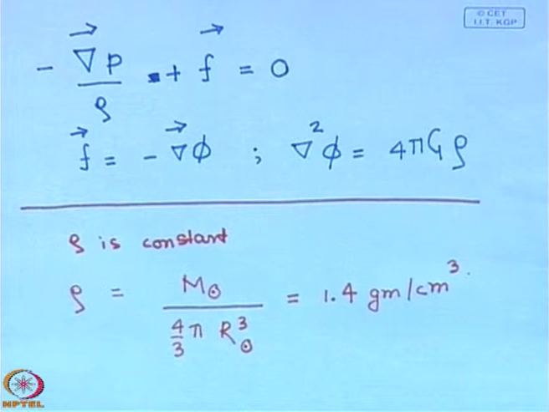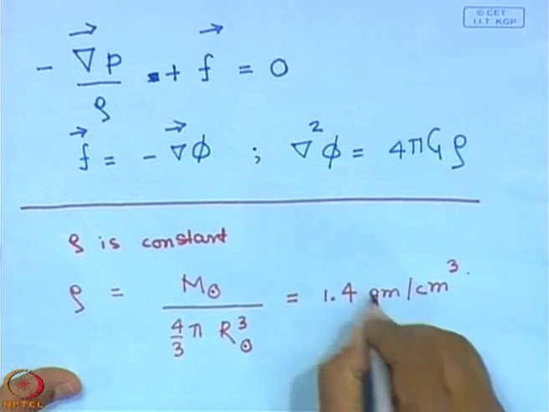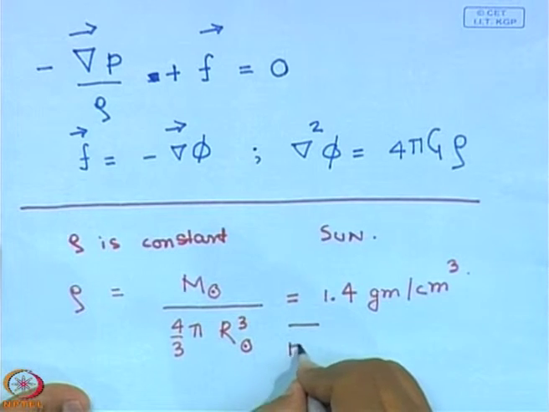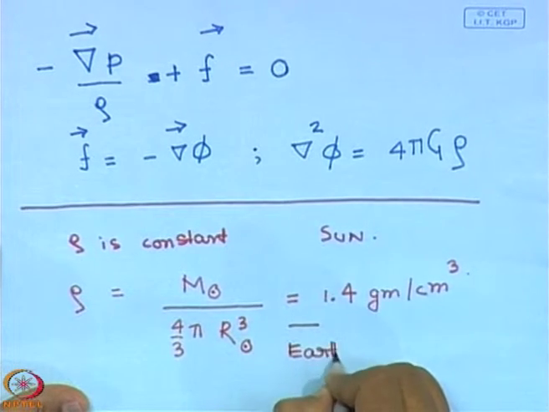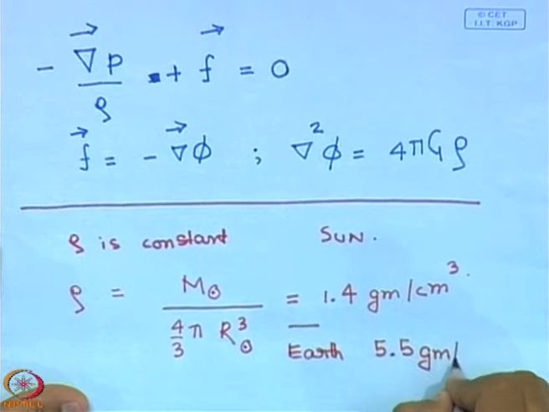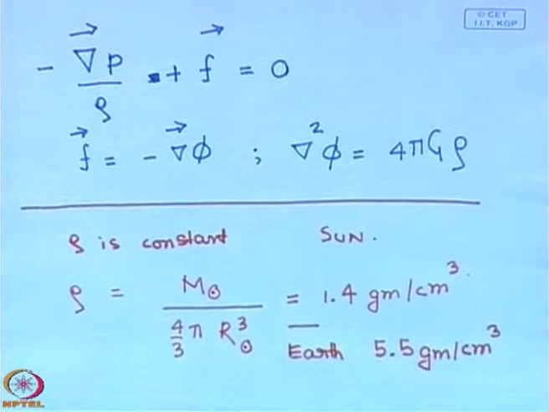So, the density of the sun is comparable to the density of water. For comparison, let me also tell you the density of the earth. This is for the sun. The density of the earth is around 5.5 grams per cubic centimeter. So, the earth is roughly 4 times denser.